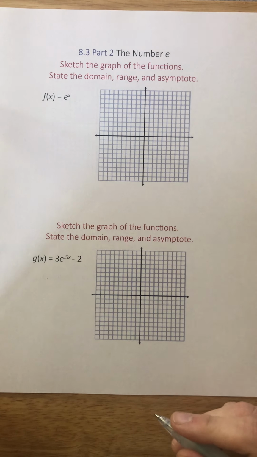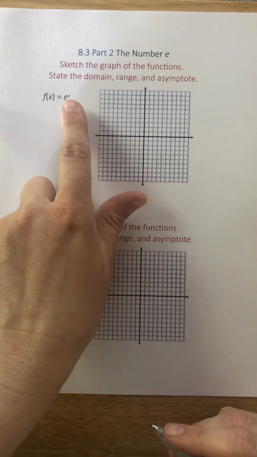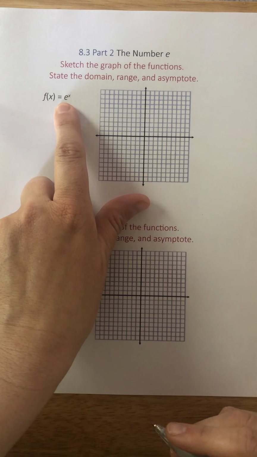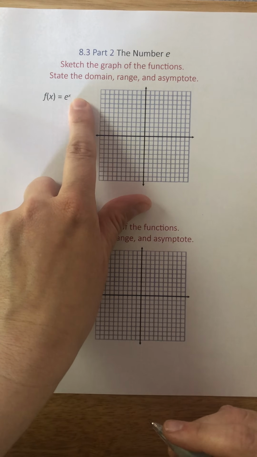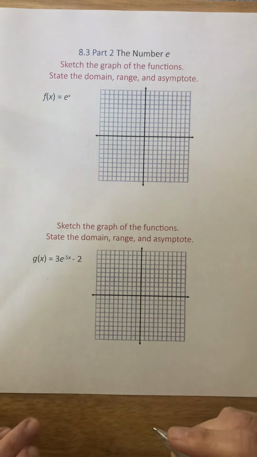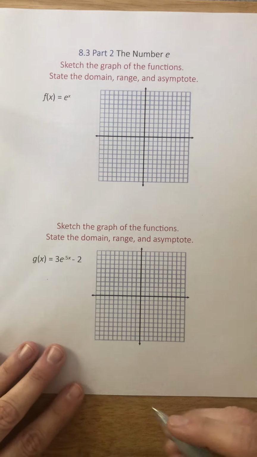Remember, an exponential function just means that your variable is the exponent. So remember, e is a number. It's not a variable. But here we have an exponent that's a variable x. So that makes that an exponential function.